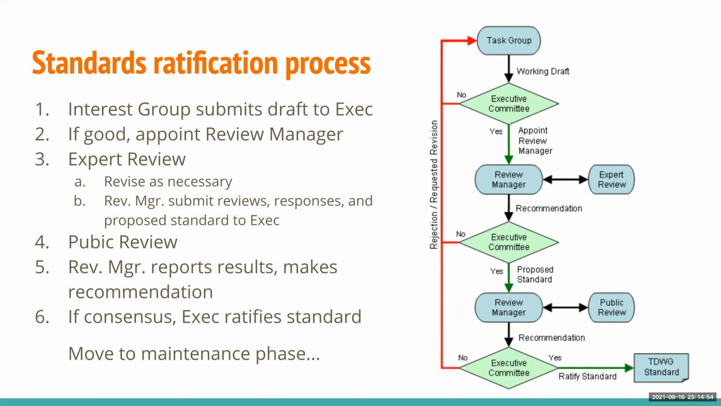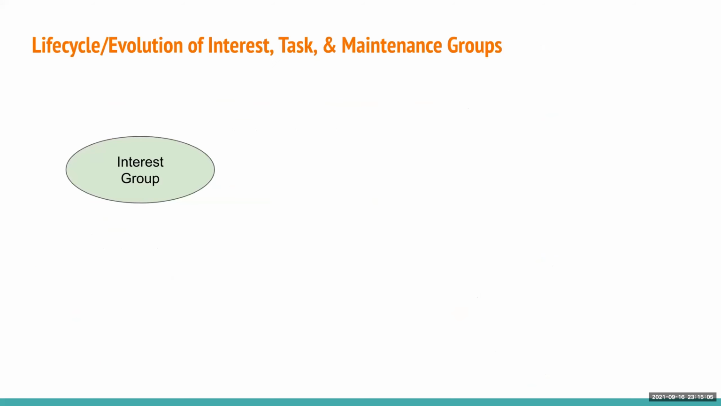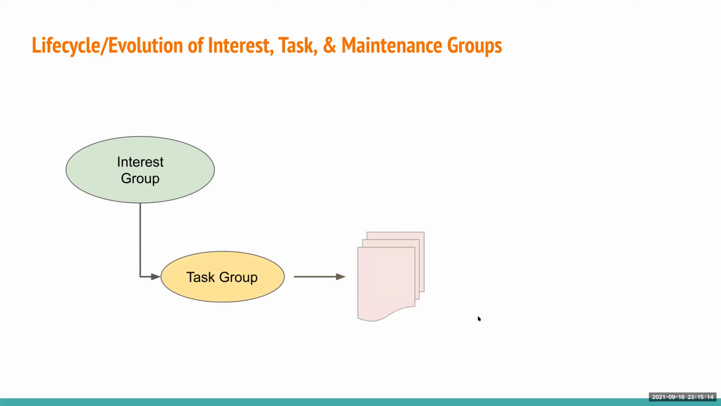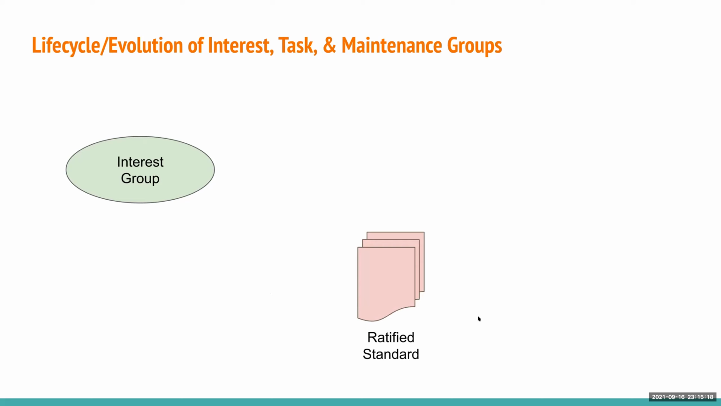Does it all look good, or are there still further things that need to be done? Or do we just ratify the standard and publish it as such? In which case, we then move to the maintenance phase. All right, so we have an interest group, and it has created a task group, which then created a standard, which got ratified, and then the task group dissolved. So then what we said earliest was that the task group is really part of the interest group.